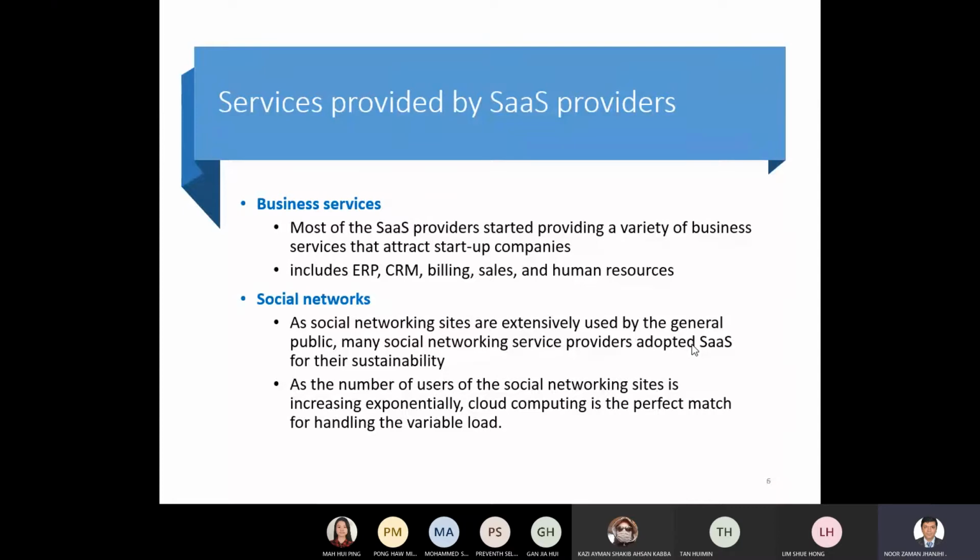Those solutions are provided to organizations, and those systems are built on the cloud. We are not required to have the infrastructure, the platform, or anything else, but we directly use only the applications. And as an individual, an industry, or a corporate sector, we fulfil our requirements. In the same way, social networking sites extensively adopt SaaS services. You have many examples like Facebook, Twitter, and many other things as well. These sites are increasing exponentially, and cloud computing is the perfect match for them.